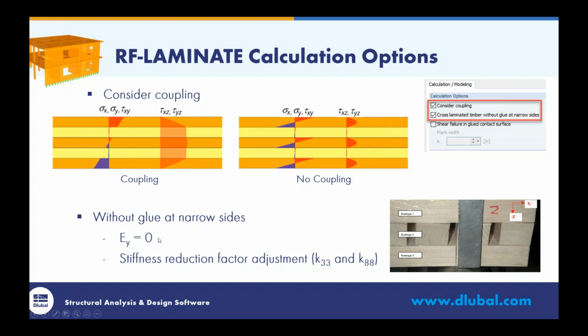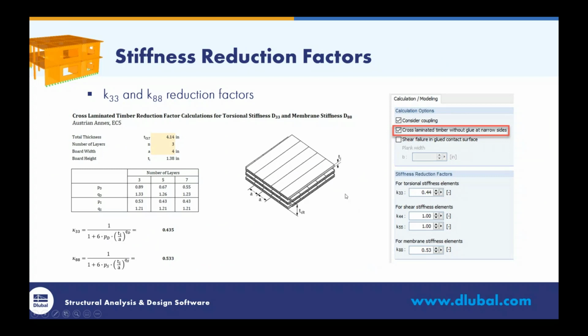Therefore, when this checkbox is on, we're automatically going to set the modulus of elasticity in the local Y direction of the panel equal to 0. So we do not have any stiffness in that direction. Now, it's highly recommended that we also make an adjustment to our stiffness reduction factors K33 and K88. So we'll move on to the next slide to discuss this a bit further.